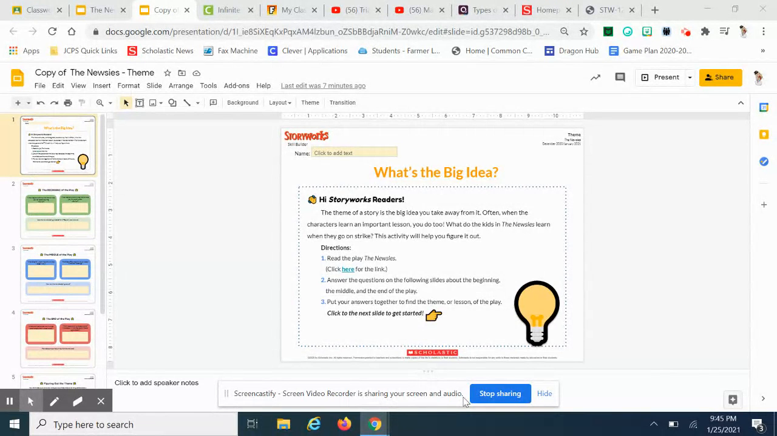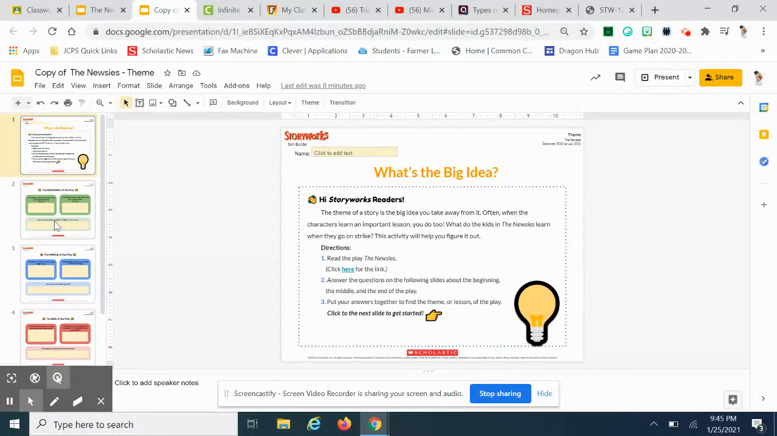So if you look at this first slide, it says the theme of a story is the big idea you take away from it. Often when the characters learn an important lesson, you do too. What do the kids in the Newsies learn when they go on strike? This activity will help you figure it out. Okay, so number one, you should have already done, but if you need to, you can click on the link to go back to the story. Answer the questions on the following slides about the beginning, middle, and end of the play. So I'm going to do that with you on this video. And then we're going to put our lessons together to find the theme or lesson of the play.